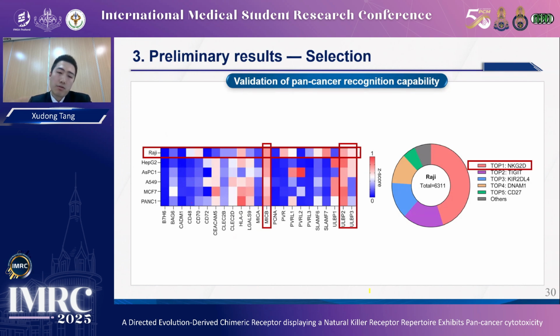So we already know that the corresponding ligands for NKG2D are MICA, MICB, and ULBP1, 2, 3, 4, 5, 6. We also know that these ligands are highly expressed on the Reggie cells. So we can use NKG2D to treat the Reggie cells.